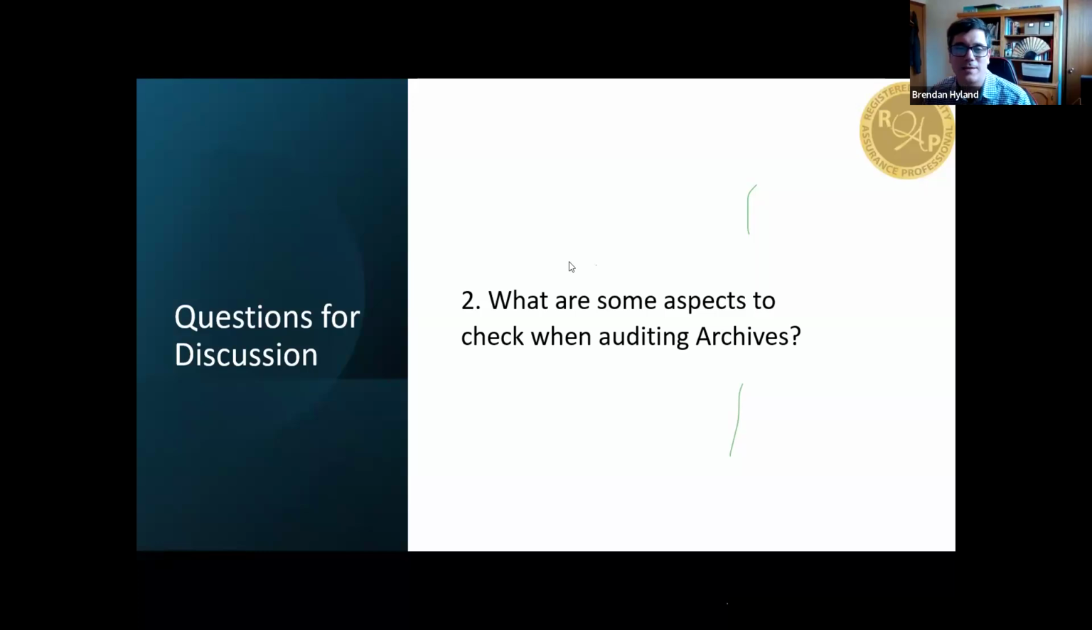What are some aspects to check when auditing the archives? All right, so this time let's just put your answers in the chat, and these are worth discussing. Please don't worry about getting the answer right or wrong. We're really just looking to discuss and talk about why one might work or one might not for the purposes of testing. So what are some aspects to check when auditing the archives?